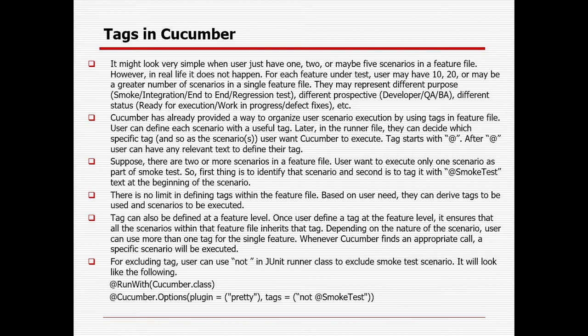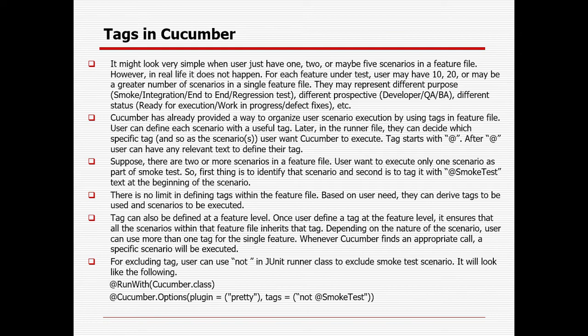Suppose we can easily execute with the help of @tagname. But if you want to exclude some specific tag and run all the other test cases, how can you do that? For excluding tags, the user can use the not symbol in the JUnit runner class to exclude any specific tag from the execution. Suppose you want to exclude the smoke test tag, then within the double quotes you need to use the not operator and @SmokeTest, so that tag will be excluded. Apart from that, the remaining scenarios, wherever smoke test is not there, will be executed.